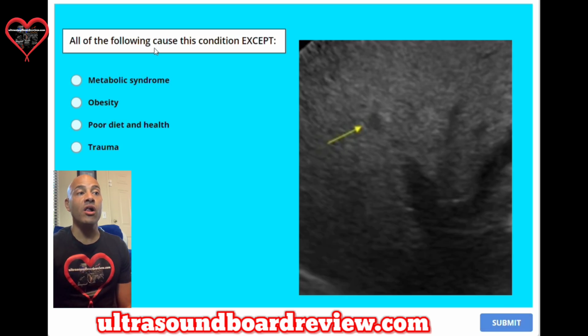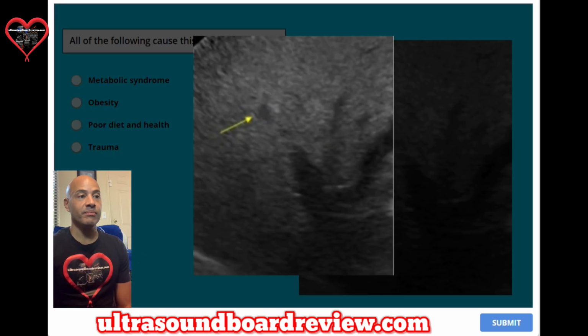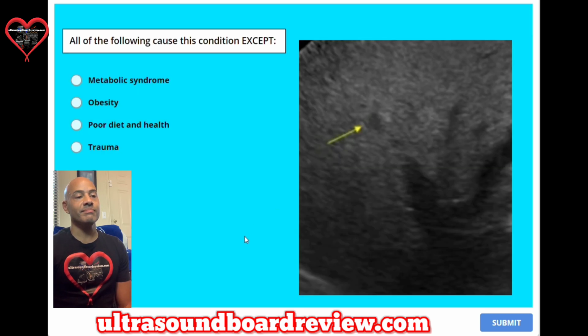Question 61. All of the following cause this condition except A, metabolic syndrome. B, obesity. C, poor diet and health. Or D, trauma. The answer is D, trauma. This is another example of steatosis, and the arrow is pointing towards a portal vein, indicating the loss of periportal fat here.